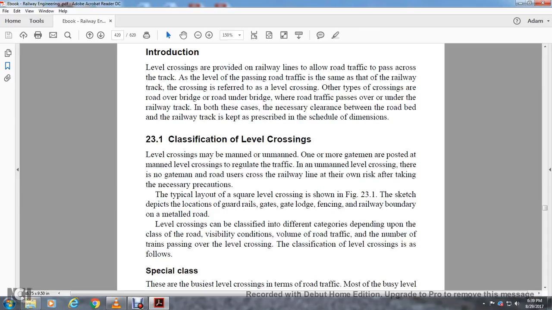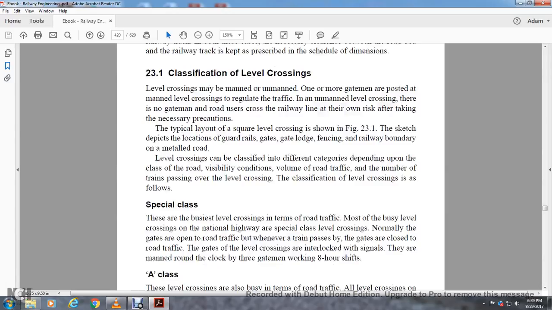The schedule specifies the location of guardrails, gates, the gate lodges, the fencing of the railway boundary, and the metalled road. Level crossings are classified into different categories depending upon the class of the road, visibility conditions, volume of road traffic, and number of trains passing over the level crossing. The classification of level crossings is as follows.